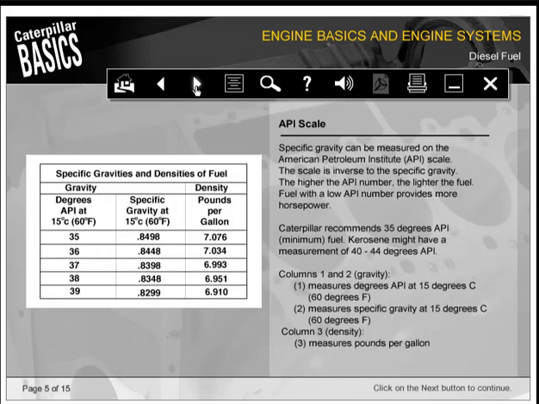Specific gravity can be measured on the American Petroleum Institute API scale. The scale is inverse to the specific gravity. The higher the API number, the lighter the fuel. Fuel with a low API number provides more horsepower. Caterpillar recommends 35 degrees API minimum fuel. Kerosene might have a measurement of between 40 and 44 degrees API.